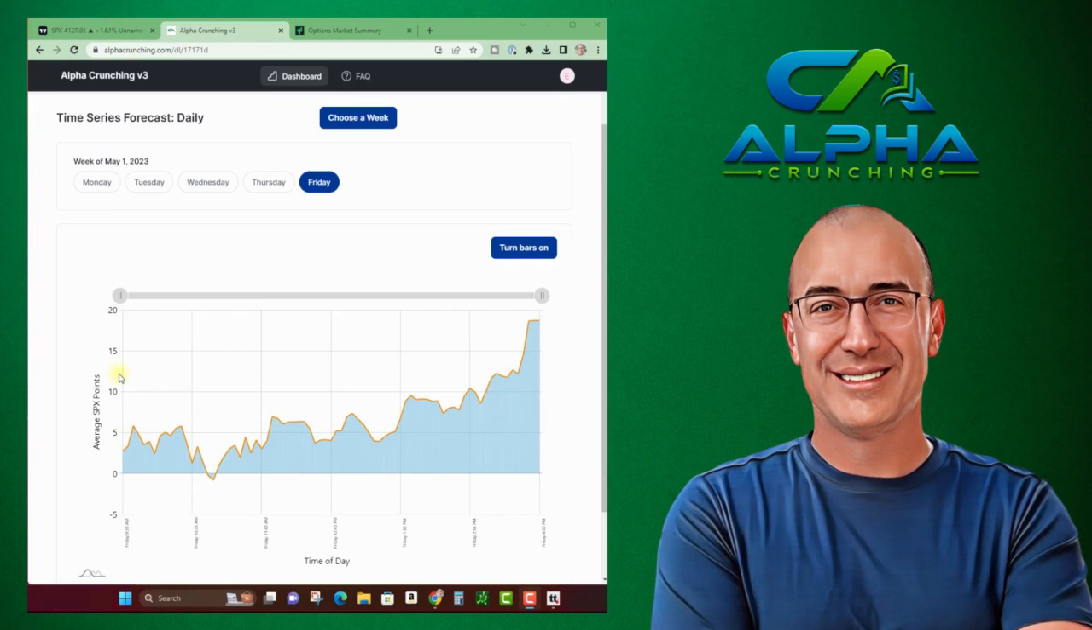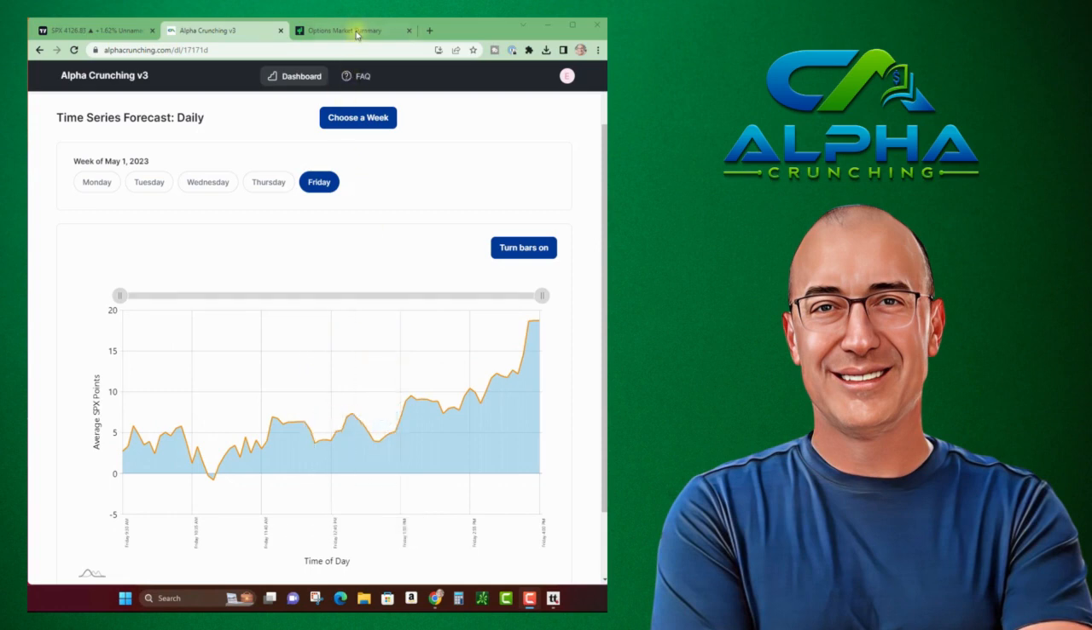Over the last several weeks, it tends to be higher from open to close. Basically, today we're going into Friday saying, hey, the market tends to be positive. It's a little choppy, but ultimately ends up higher towards the end of the day. So I'm already going into the day with a bullish bias.